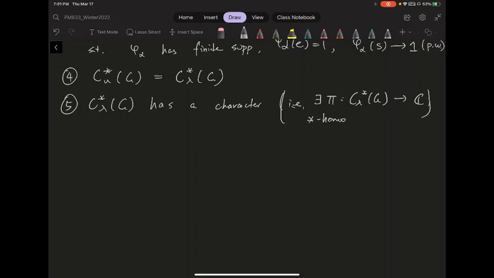So I'm going to divide this entire proof. As you can see, the main goal is really just to show the full and reduced are the same. Number 4 is equivalent to G being amenable.